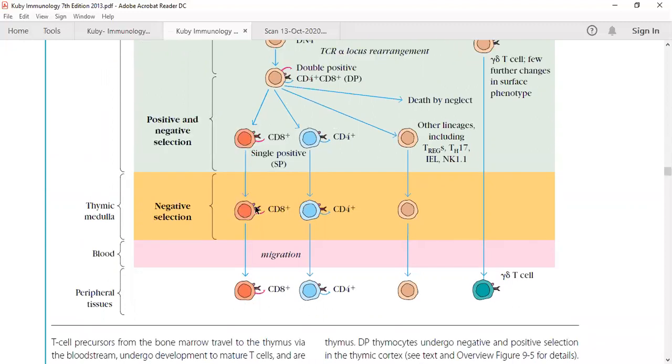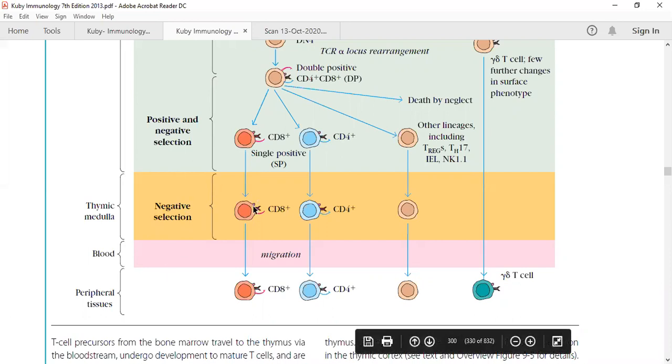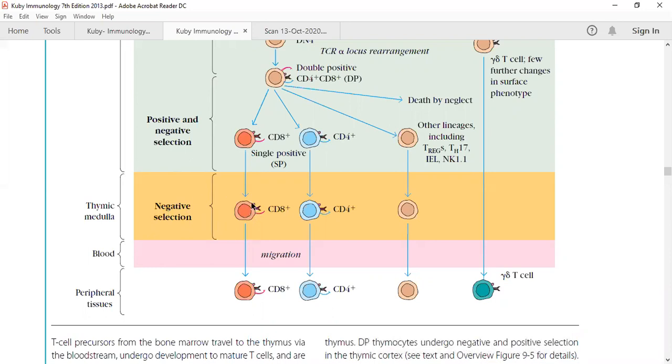The cell will move into the medullary region where negative selection takes place. Negative selection is a procedure in which single positive cells that interact with the stromal cells in the medullary region will be deleted. This means if they show high affinity with self antigens or self MHC antigens, they will be deleted, because it is harmful to the host if they interact with the same antigens.